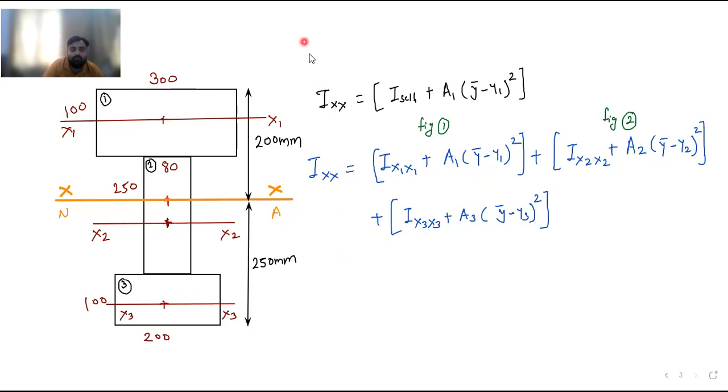So now if you put the values, Ixx is equal to, first of all we need to calculate I x1 x1, I x2 x2 and I x3 x3 so that we can solve it further. So now I will calculate first I x1 x1. For the first figure, x1 is horizontal, it is cutting the side of 100, so it will be 300 into 100 cube divided by 12. How much is it? Let me know.